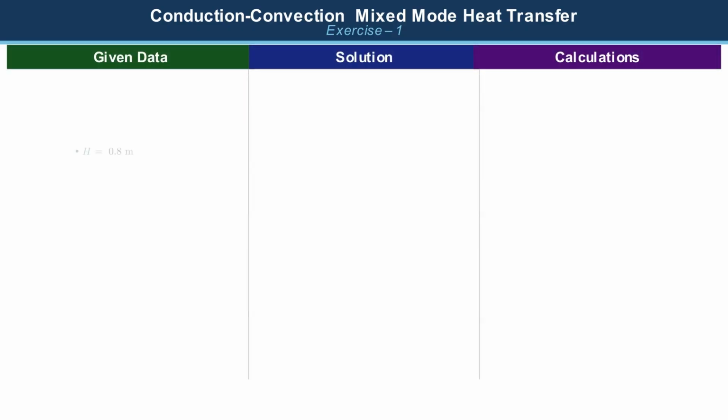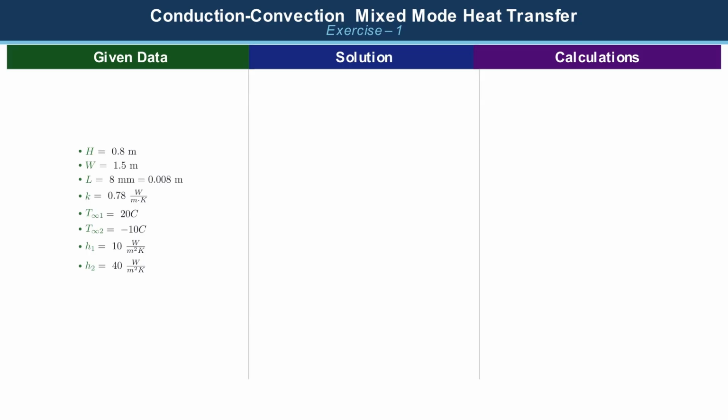Now, the screen divides into 3 columns, given data on the left, the solution in the center, and the calculations on the right. Let's work through each step. On the left, let's confirm everything we're working with. Height h equals 0.8 meters. Width W equals 1.5 meters. Thickness L equals 8 millimeters, which equals 0.008 meters. Thermal conductivity, K, is 0.78 watts per meter Kelvin.